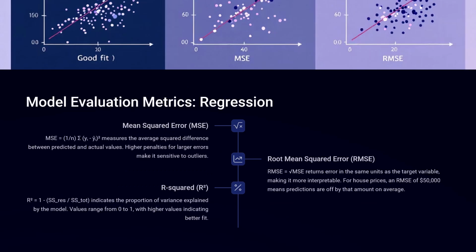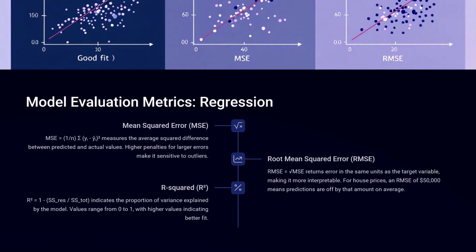Model evaluation metrics, regression. Mean squared error. MSE equals 1 over n times the sum of y sub i minus y hat sub i squared, and measures the average squared difference between predicted and actual values. Higher penalties for larger errors make it sensitive to outliers. Root mean squared error. RMSE equals the square root of MSE and returns error in the same units as the target variable, making it more interpretable. For house prices, an RMSE of $50,000 means predictions are off by that amount on average.